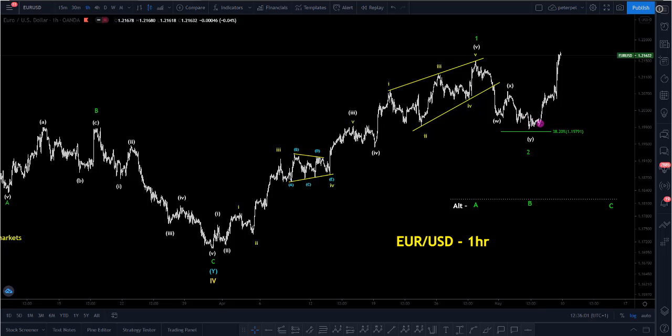So it's possible that green wave 2 has finished. We will know with the subsequent price action. And with this same count, there's also an alternative that, okay, this green wave 1 might be an A.